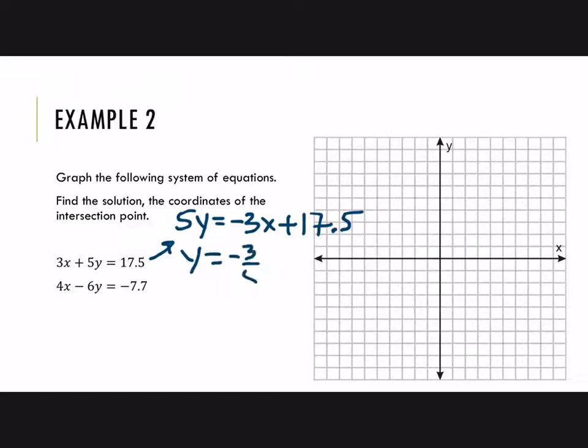So we get negative 3/5 x plus 3.5. Okay, so I can plot that line. The y-intercept is 3.5. There it is. All right, and then the slope is negative 3/5. So go down 3. That's going to be right about here. And then over 5. And that lands me right about here. Okay, draw a line through those points. And there's the first line.